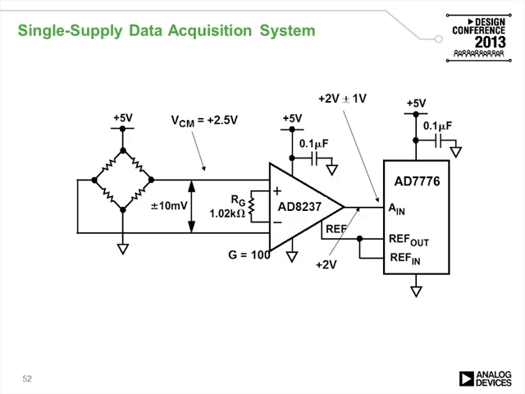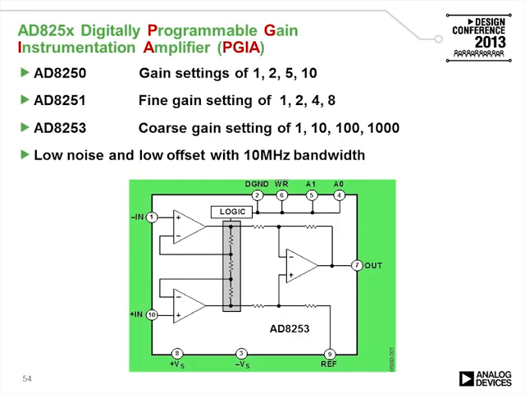In this example, AD8237 is conditioning the output of a bridge, all in a single supply circuit, and feeding it into an A to D converter. A family of digitally programmable gain instrumentation amplifiers is the AD825X. The difference between the different models is the different gain settings for each one. One of the advantages of using a PGIA is getting low noise, low offset with wide bandwidth, as well as high precision and good gain accuracy.